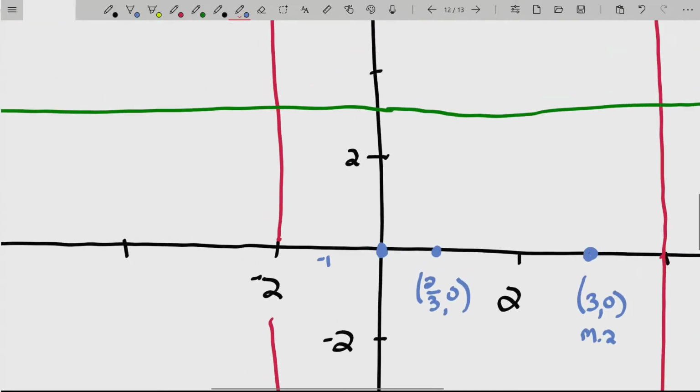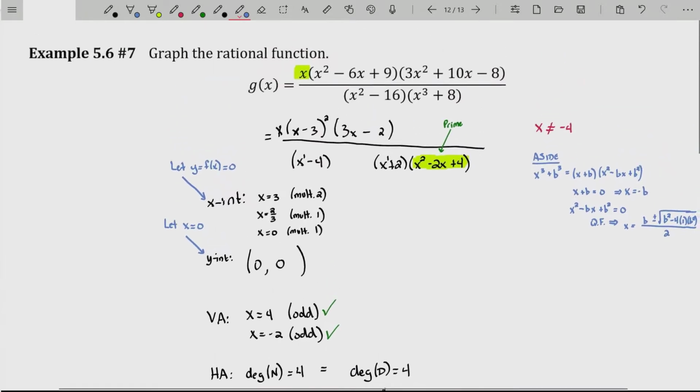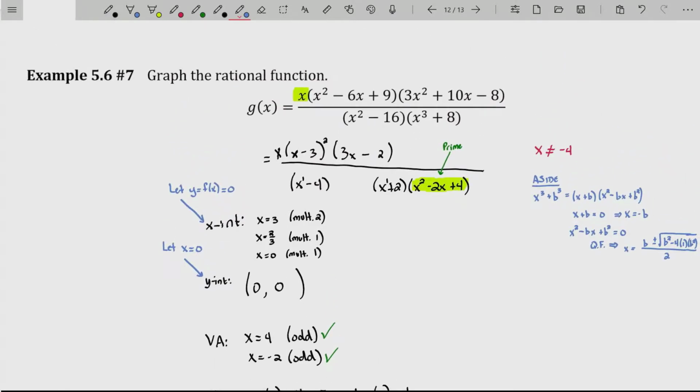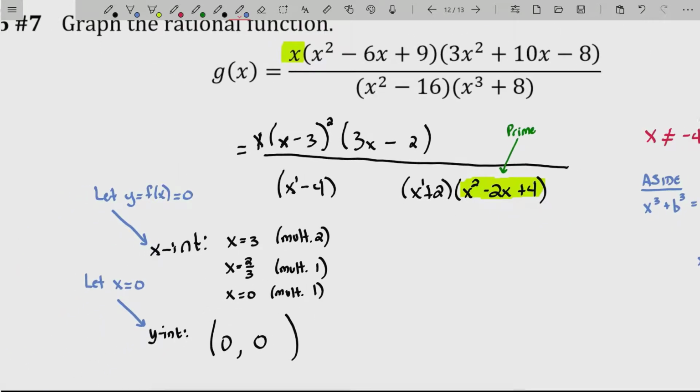I'm choosing negative 1. Plug that into your original function. So let me go to my original function. You don't actually have to go to the original. You can go to the factored version. And so I could say, well, g of, I'll write this down here, negative 1. Now, you don't actually need to find out the value. What you need to do is find if it's positive or negative.